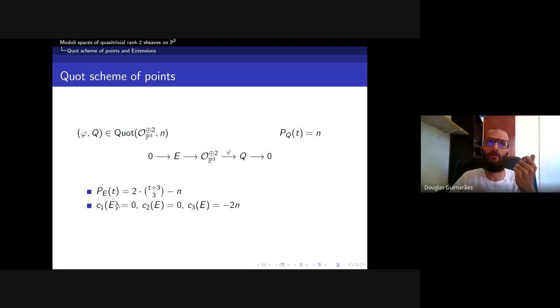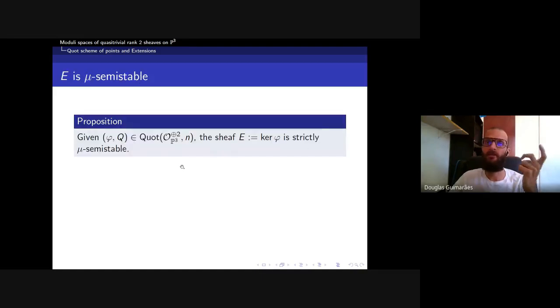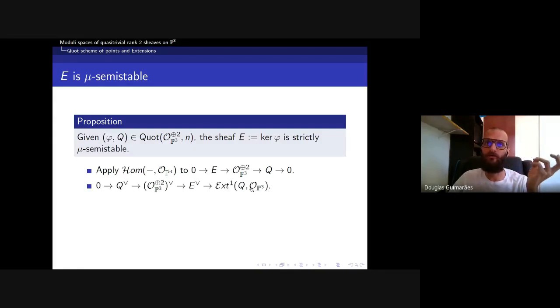So the first result that we are going to prove here is that for every point in the Quot-scheme, this kernel here is always μ-semistable. So this is stated here. Let me try to give you an idea of this proof. As before, we have this short exact sequence here, and we are going to dualize this sequence. That is, we are going to apply Hom sheaf to this sequence, and we arrive at this other sequence. Of course, this other sequence goes on, but we only need this piece here.